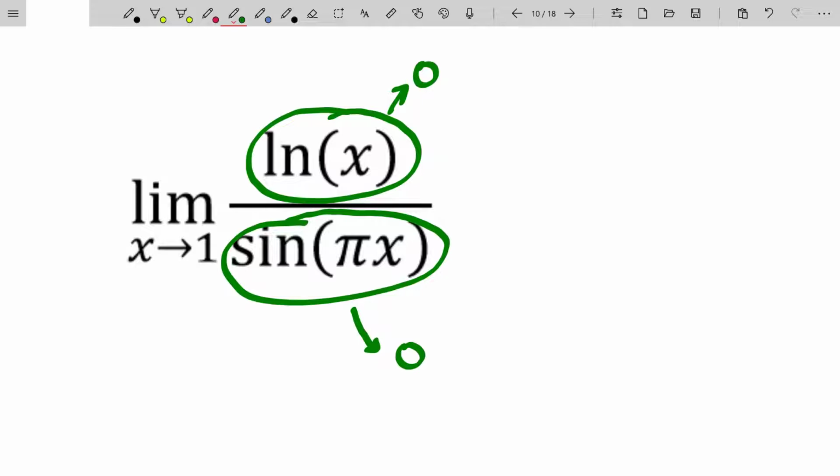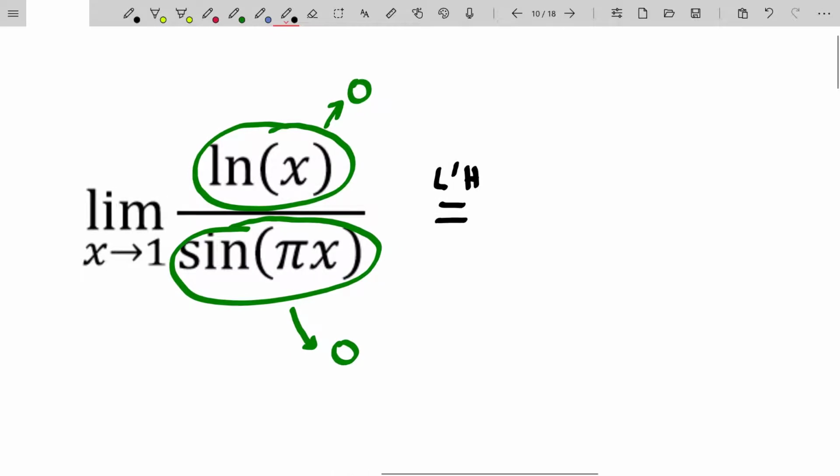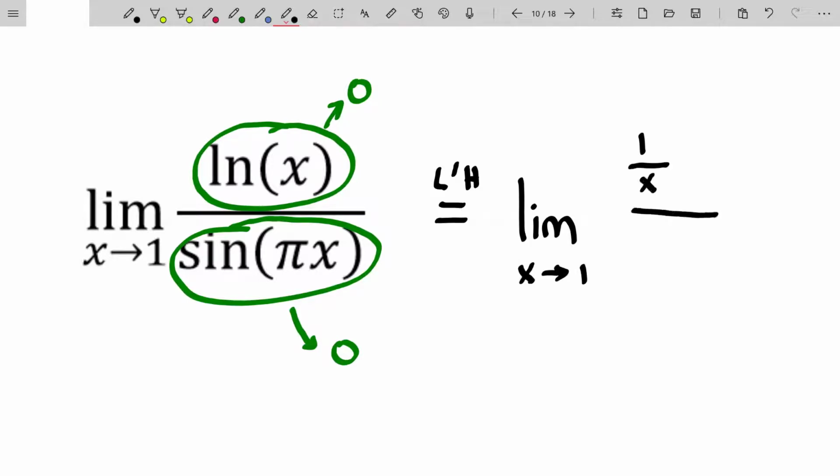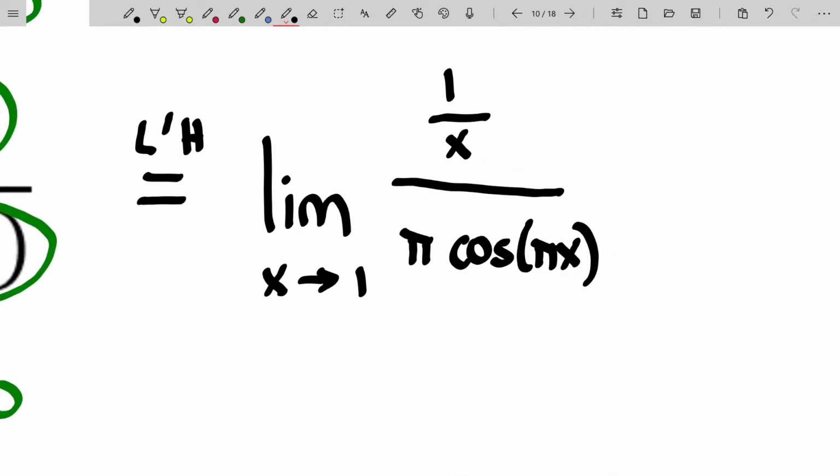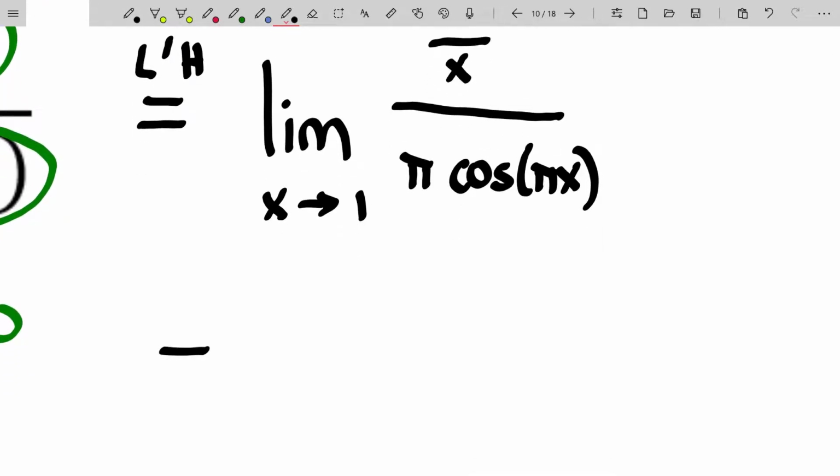So instead, I just jump all the way up that ladder to calculus, and I'll use L'Hopital's rule because this is of form 0 over 0. And this limit will be the limit as x approaches 1 of the derivative of the natural log divided by the derivative of the sine of pi x, which is pi times the cosine of pi x. Every step of the way, you should try to use direct substitution. In this case, you can use direct substitution. So I use DS for direct substitution.